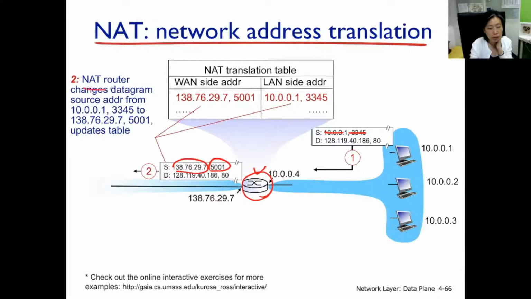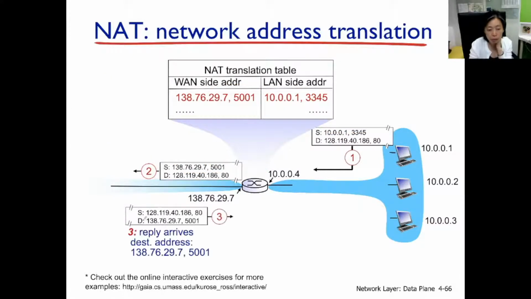Step 2, the NAT router is going to add an entry into the translation table so that we know this old IP and old port number is now being changed to this new IP and this new port number. When this packet reaches the web server, it sends back a response. The destination address will be the source of the request, and the destination port will be the source port number of the request.